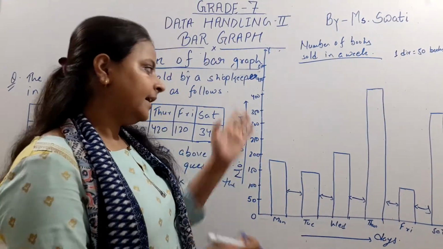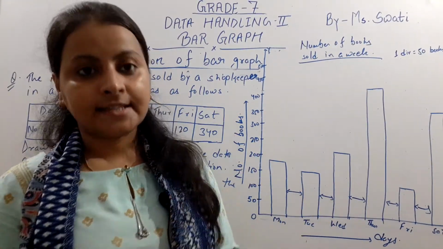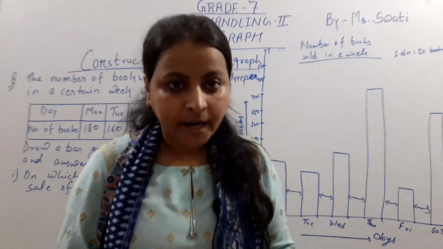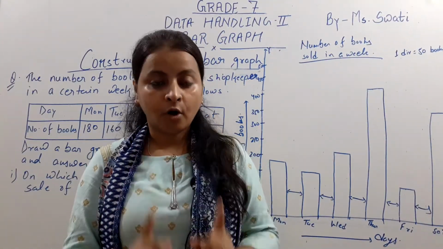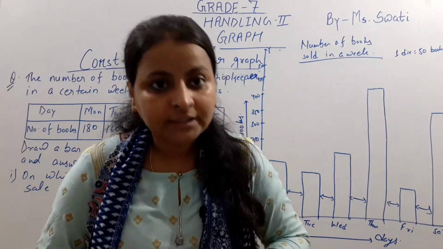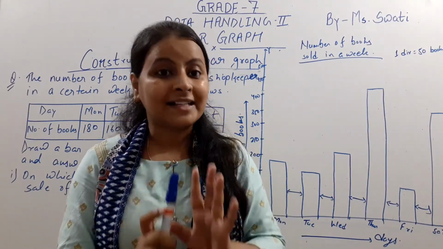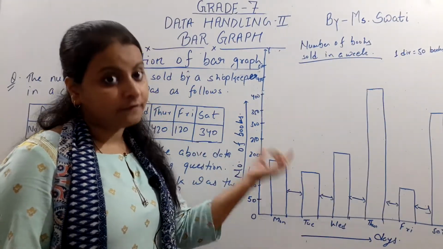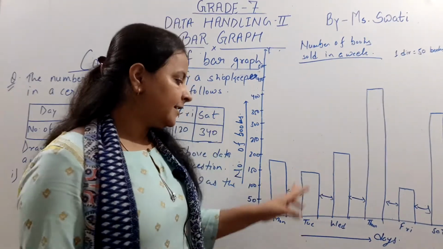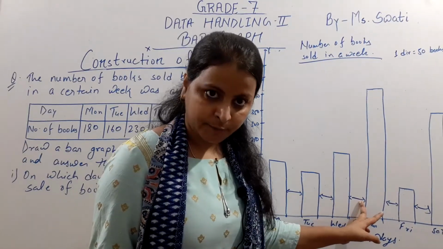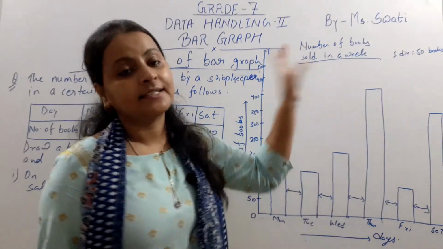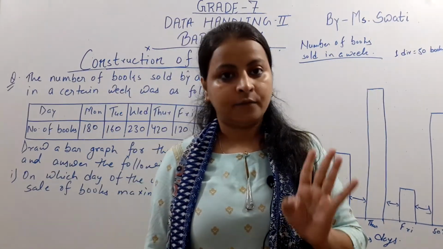Okay. In this way we can construct a bar graph of any data, but students, always keep 4 things in your mind while constructing the bar graph: the width of the bars should be equal, the space between the consecutive bars should also be equal. You have to mention the scale as well as the topic of the bar graph.